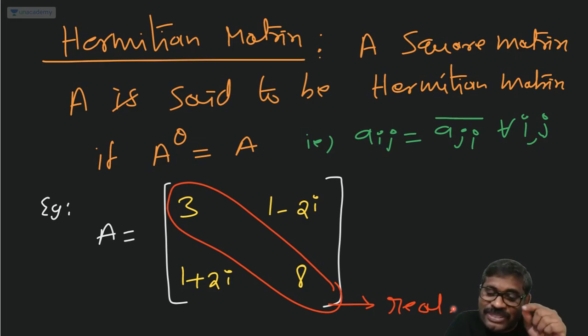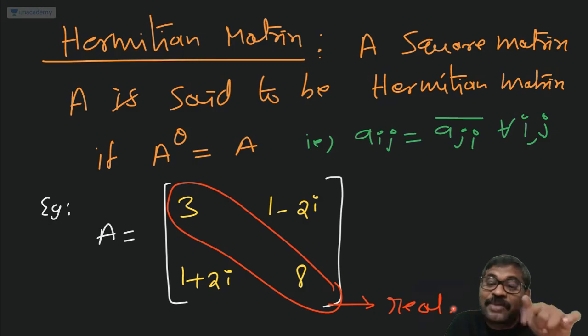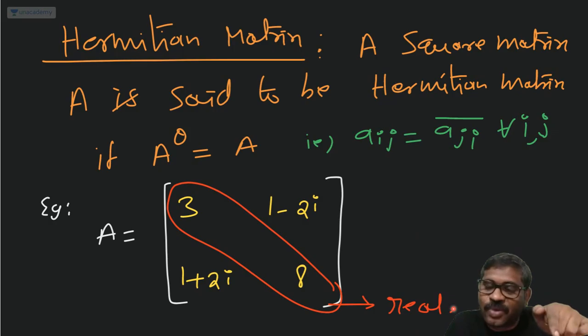Yesterday we discussed one property, symmetric. Remember, A transpose equals A. This is A^θ equals A. There, transpose is the operation. Here, conjugate transpose is the operation. That is a real matrix. This is a complex matrix. That is the difference. Just recall: symmetric is real, Hermitian is complex. A transpose equals A, symmetric. A^θ equals A, Hermitian.